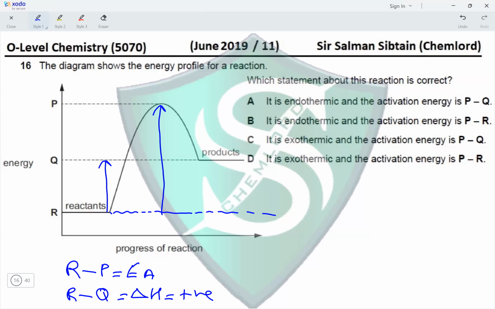Okay, let's see what the question is asking. Which statement about the reaction is correct? It is endothermic and the activation energy is P2Q. No, the activation energy is R2P. So statement A is incorrect. It is endothermic and the activation energy is P2R. Yes, we just figured that out. It is exothermic. No, and the activation energy is P2Q. No, and it is P2R. Yes. So option A is incorrect because of the activation energy. Option B is correct. Option C is completely incorrect, and option D only has the activation energy value correct. So this makes option B the correct option for this question.